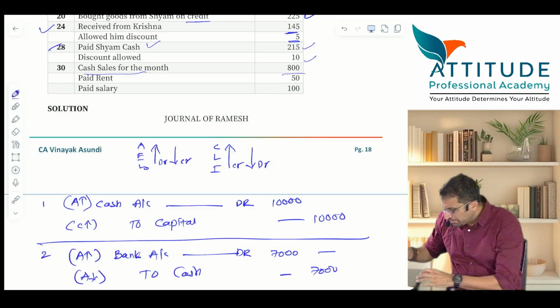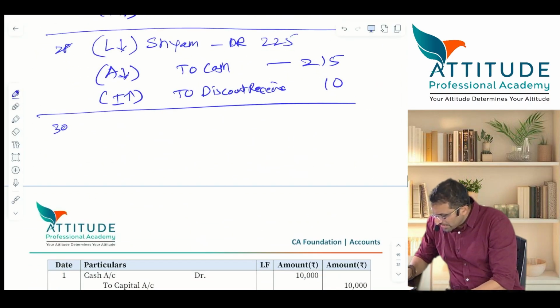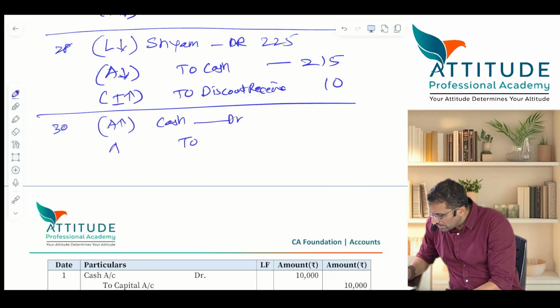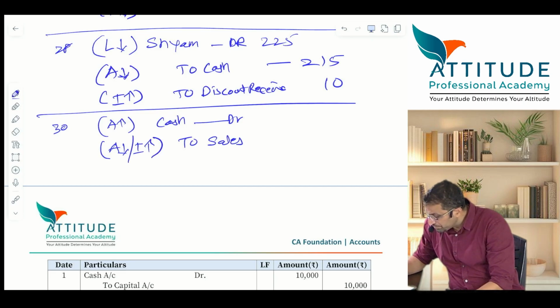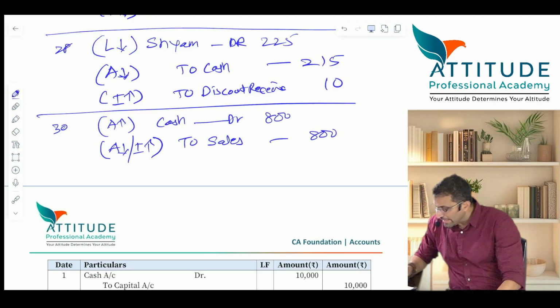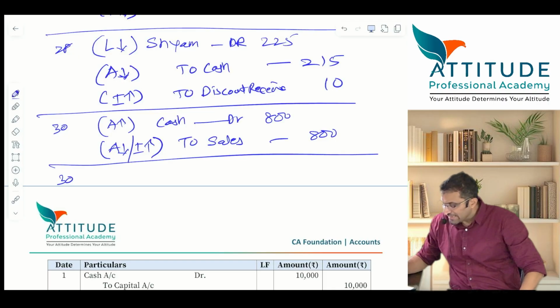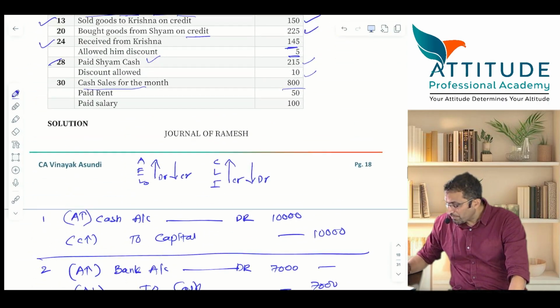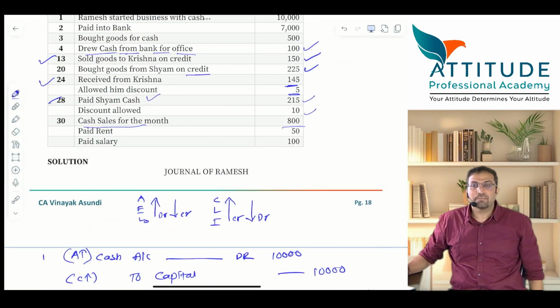So entry will be cash account debit to sales. Cash account debit to sales is asset reduces or income increases. Any one of them to sales. कितना है वो? 800. समझ में आया? On the same day, I think some expenses are also paid. Have a look at it. Rent paid and salary paid.